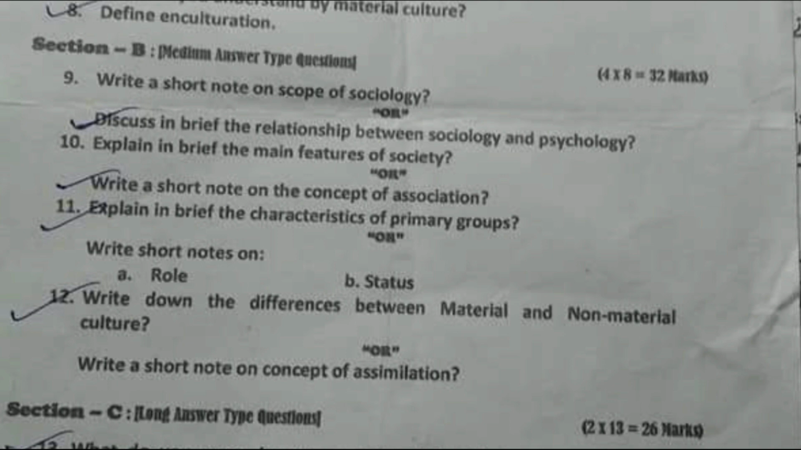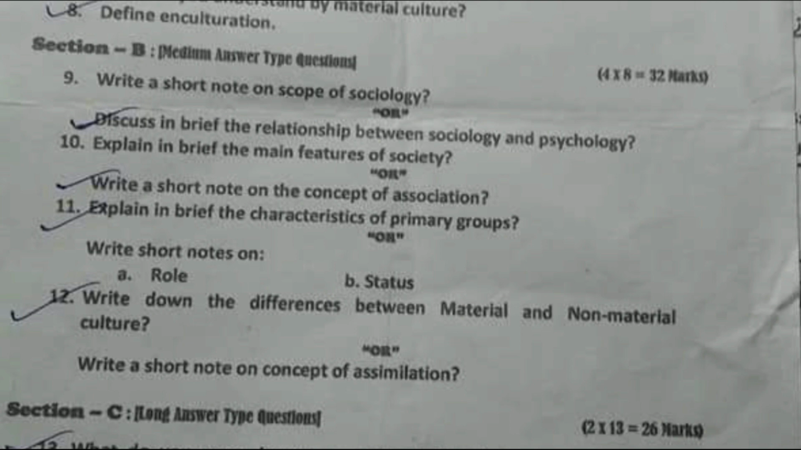Section B, medium answer type questions. 4 into 8 is equal to 32 marks. Question number 9, write a short note on scope of sociology, or discuss in brief the relationship between sociology and psychology. Question number 10, explain in brief the main features of society, or write a short note on the concept of association.